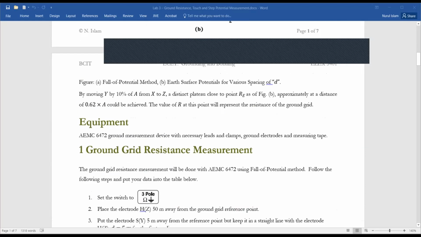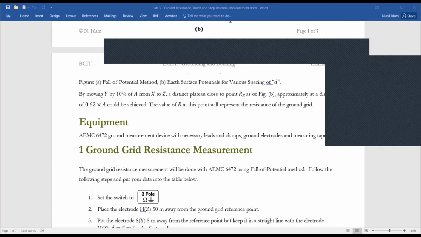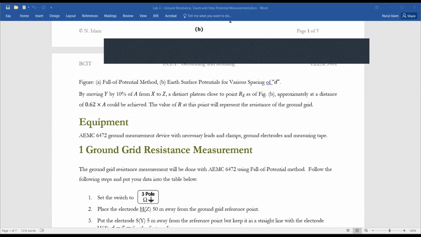Now the thing is, using the AEMC 6472 ground measurement equipment, we perform this measurement. Okay, ground grid resistance measurement, and there is a chat box you can see.